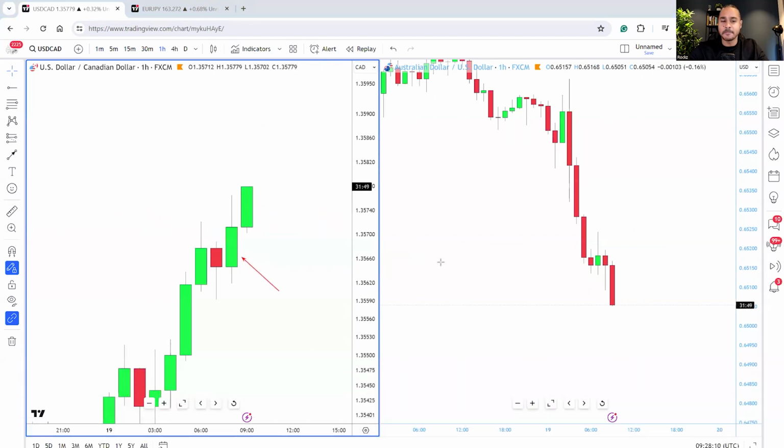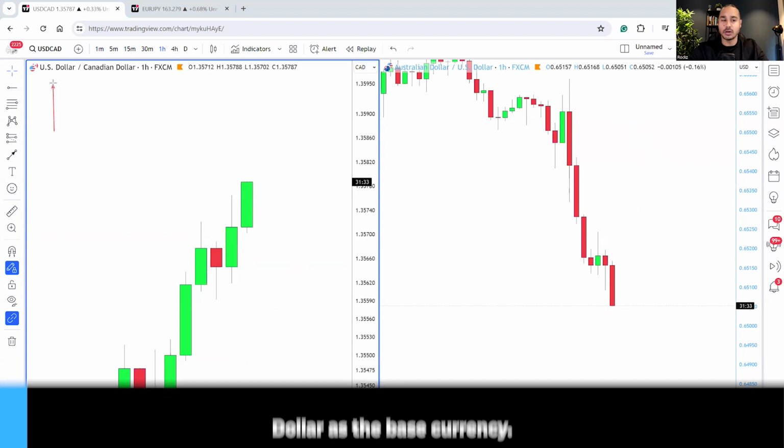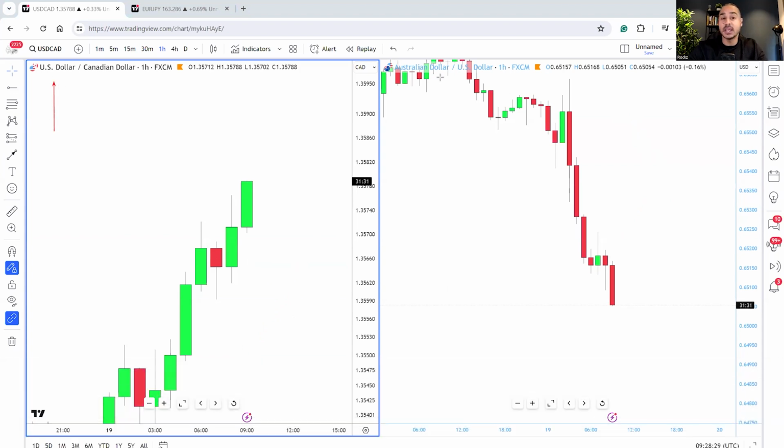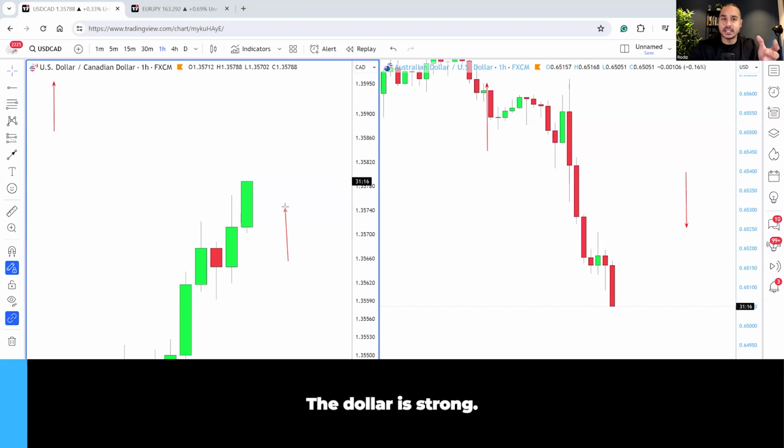If I can see here that the previous candle has closed bullish and the previous candle here is closed bearish, the overall structure of the market is weighted to the upside and the overall structure of the market is weighted to the downside. The first thing that I'm going to conclude is that because we have the dollar as the base currency here, and we have the dollar here as the currency pair, which is to the right, meaning that the market will go down, and the currency pair here to the left, which means the market would go up, that the dollar is strong.